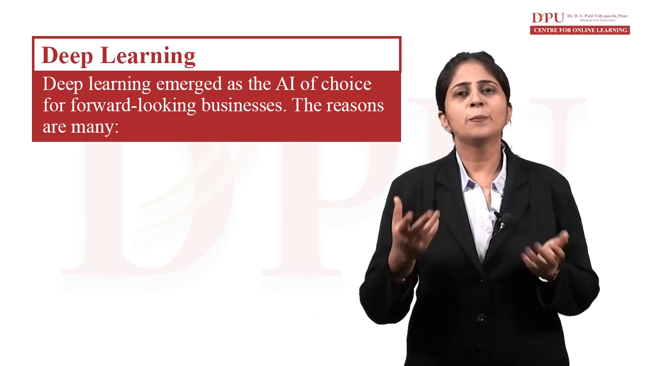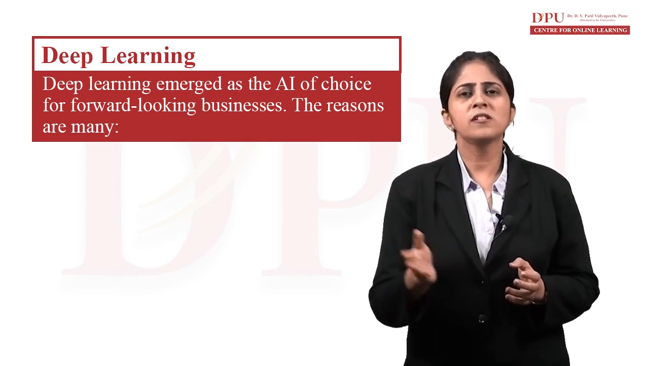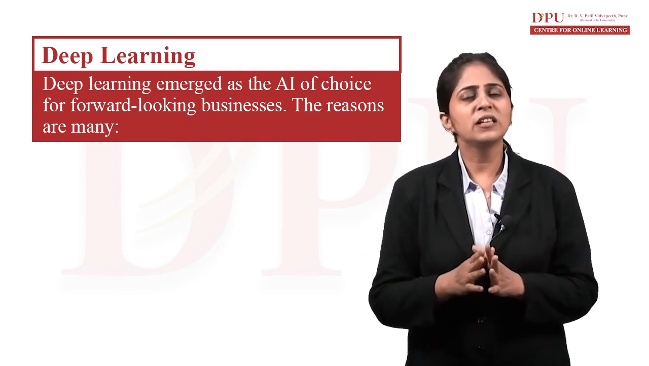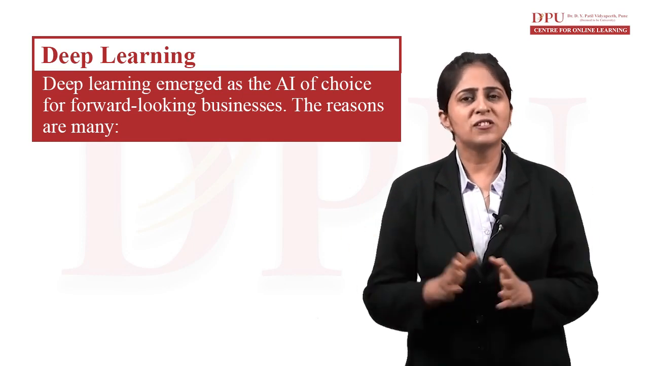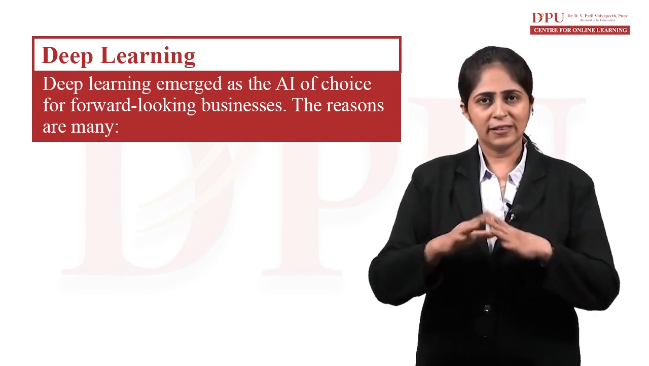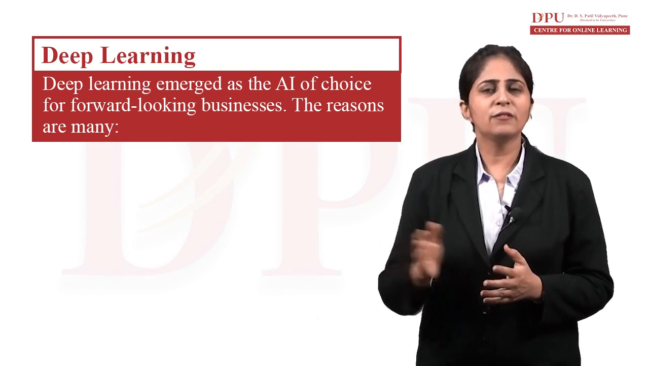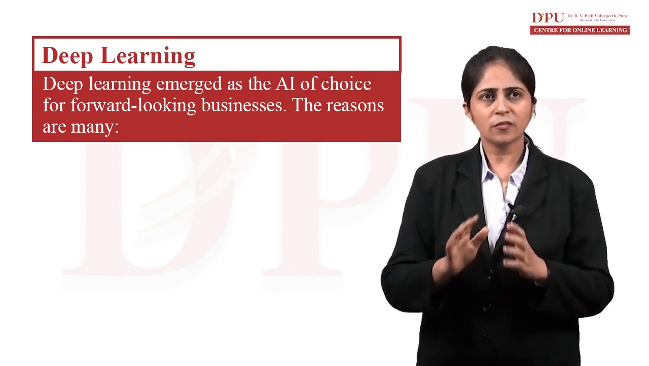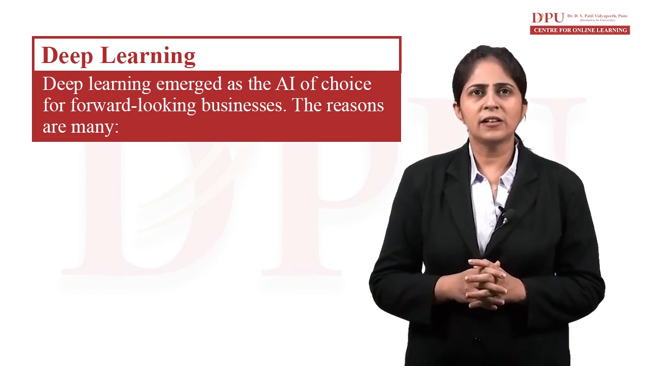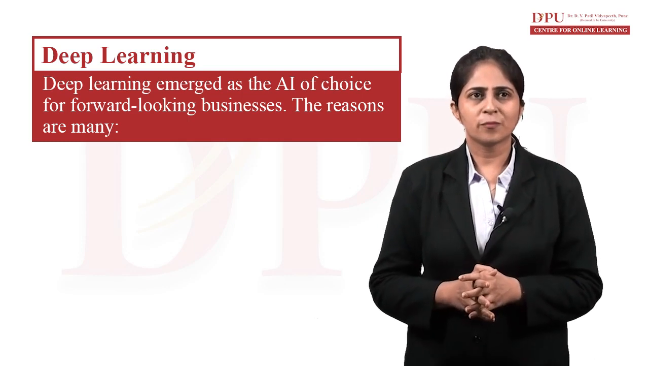We have neurons in our brain, which take certain signals, process them, and deliver the output. In a very similar way, we are using deep learning for our machines to perform that task. They will receive certain input, perform some processing with the help of their hidden layers, and deliver us the output. So deep learning has emerged as the artificial intelligence of choice for forward-looking businesses.